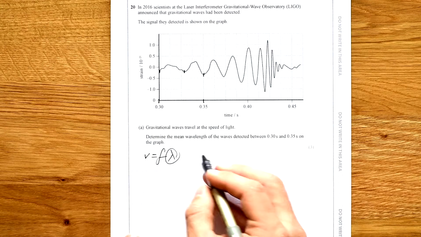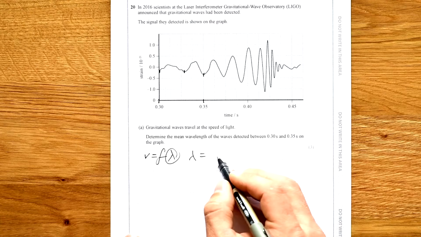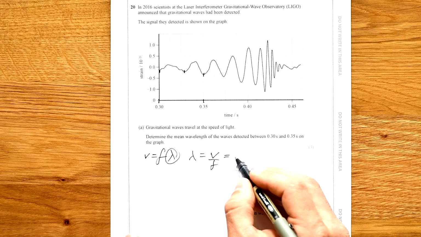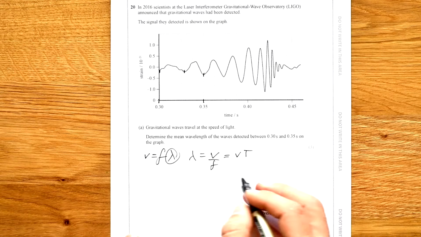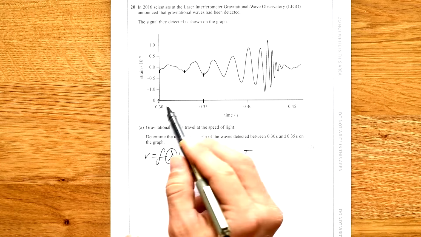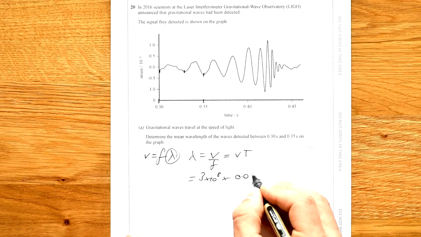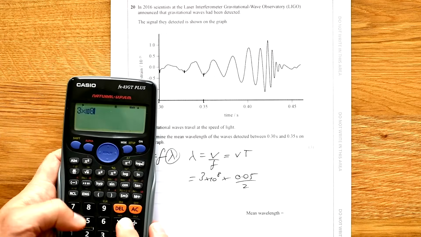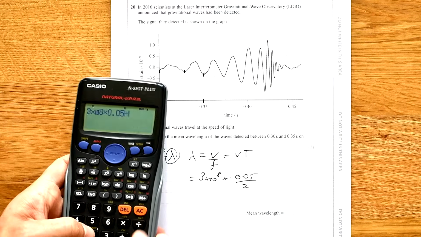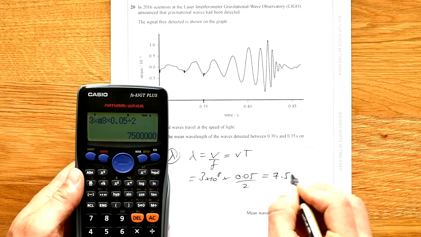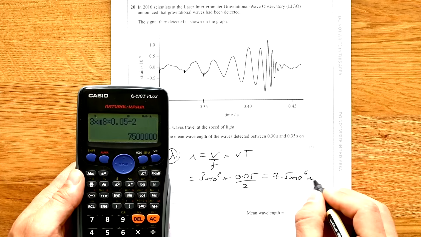We're looking for the wavelength, so wavelength is equal to speed divided by frequency, but we have the time period, so it's just going to be v times the time period. So there's 3 times 10 to the 8 times, well, let's say that's 0.05 divided by 2. There are 2 waves in there, so 3 times 10 to the 8 times 0.05 divided by 2, and that gives us 7.5 times 10 to the 6 meters.